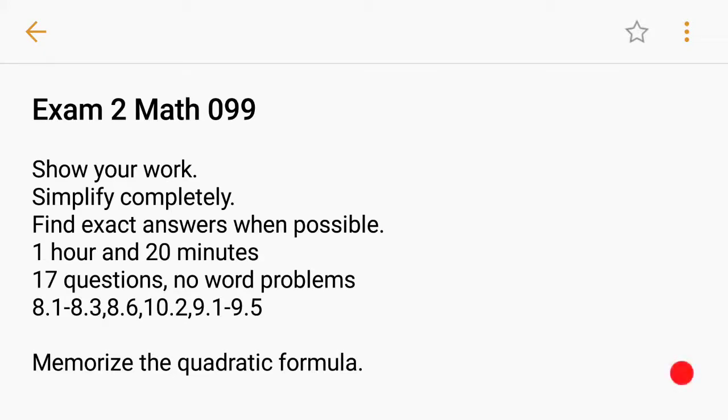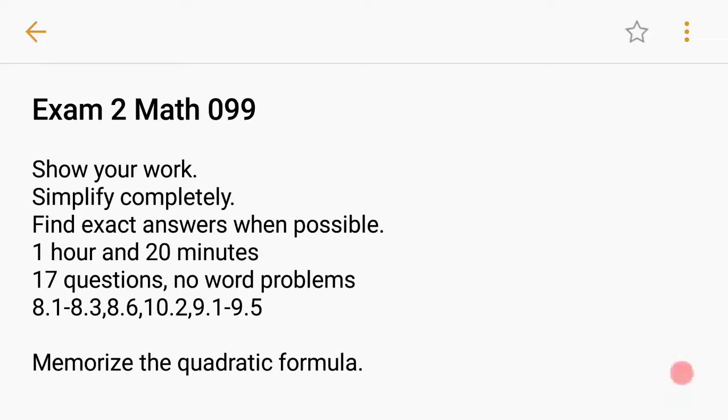So exam 2 is coming up this Friday. It will have the same directions as exam 1 at the top of the first page. So it will say show your work, simplify completely, find exact answers when possible. For a square root, remember, the exact answer is the square root. For example, you would write square root of 5 with the little square root symbol and the 5.